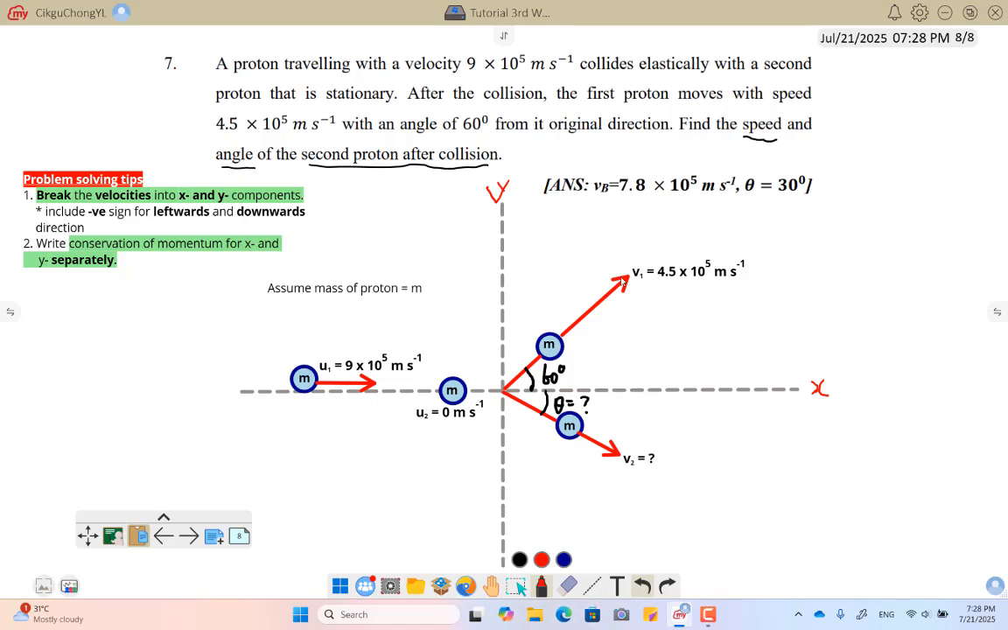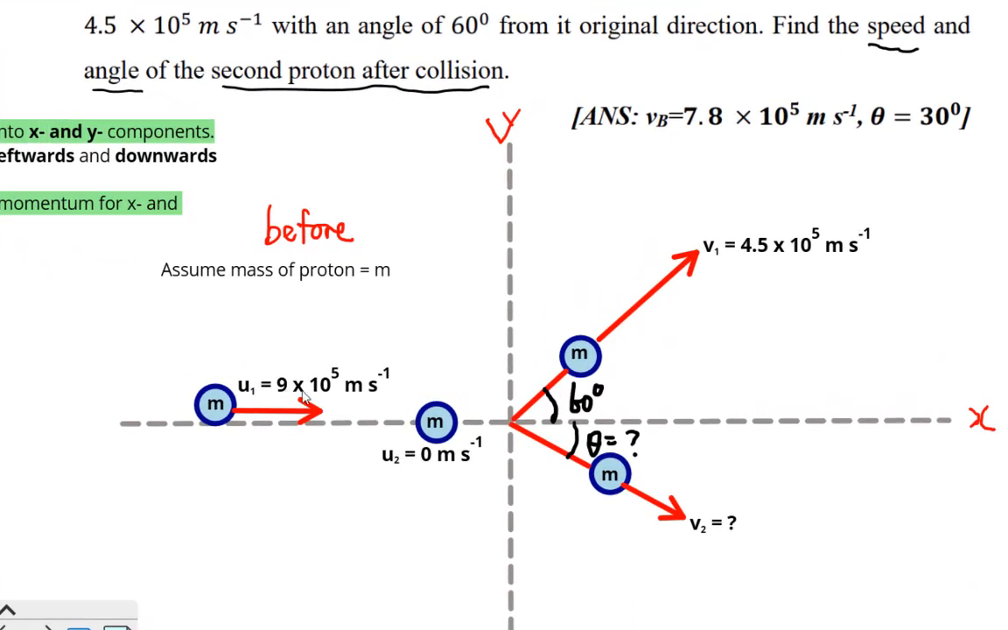So first step, we are going to break all the velocity into its perpendicular components, x and y. So we consider before collisions. Before collisions, the first proton is moving rightward. So the 9 × 10^5 meters per second will be the initial velocity component x. The initial velocity for the first proton y component will be 0. Okay, this proton doesn't have any component y.